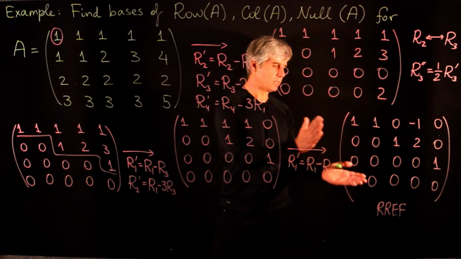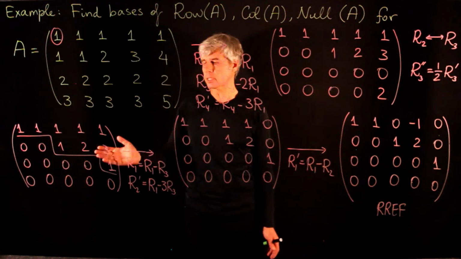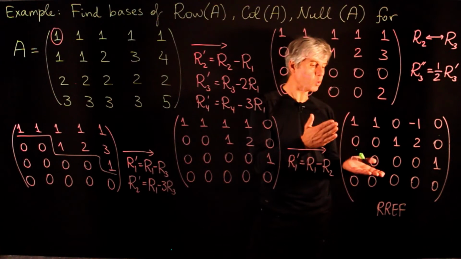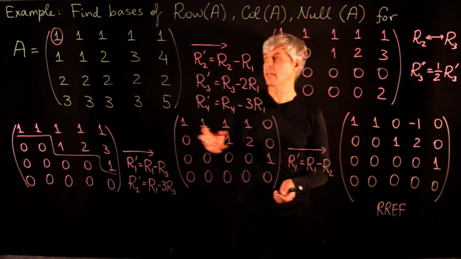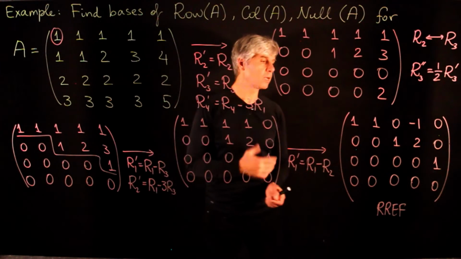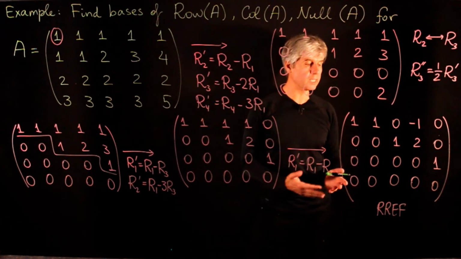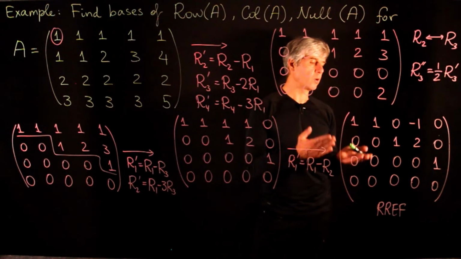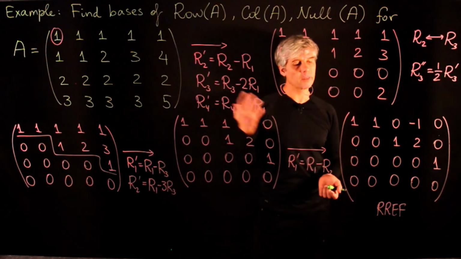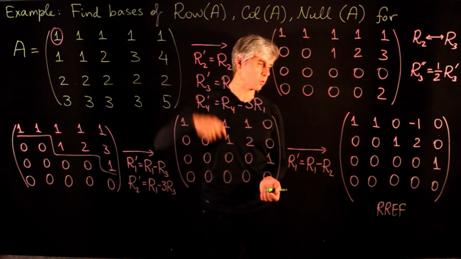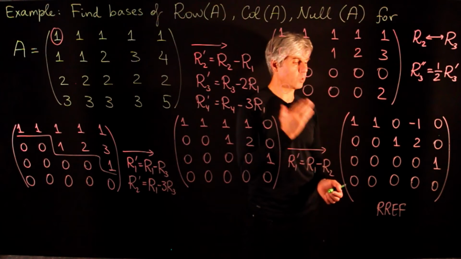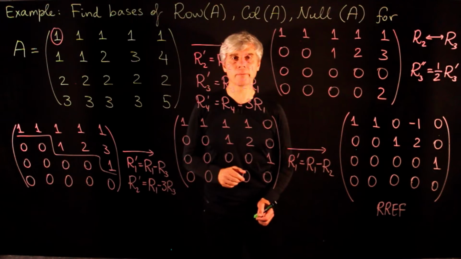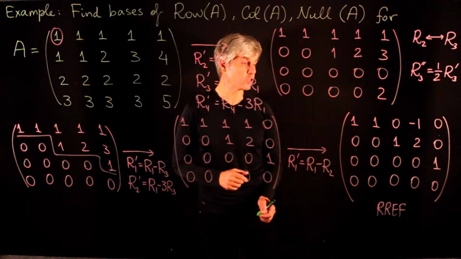Since we obtained this last matrix as a sequence of elementary row operations from the first matrix, what we know is that the row space of the last matrix is the same as the row space of the original matrix. The null space of the last matrix is also the same as the null space of the original matrix. So this means that if we construct a basis of the row space of the last matrix, then this basis will be the basis of the row space of the first matrix. Same for the null space. If we construct the basis of the null space of the last matrix, this gives us the basis of the null space of the original matrix.